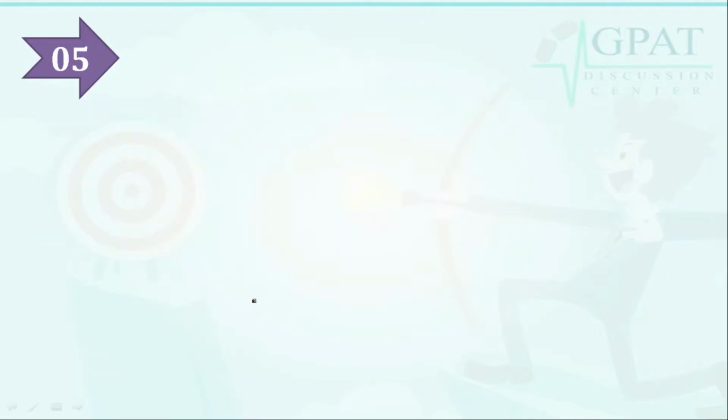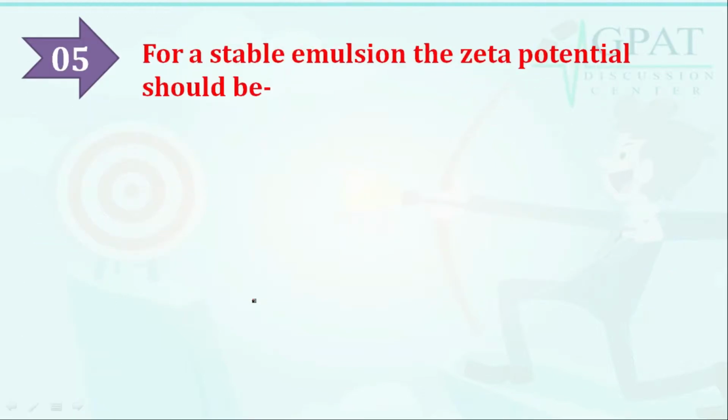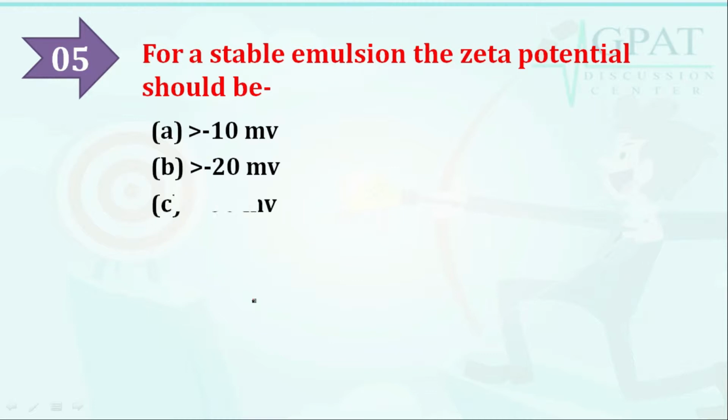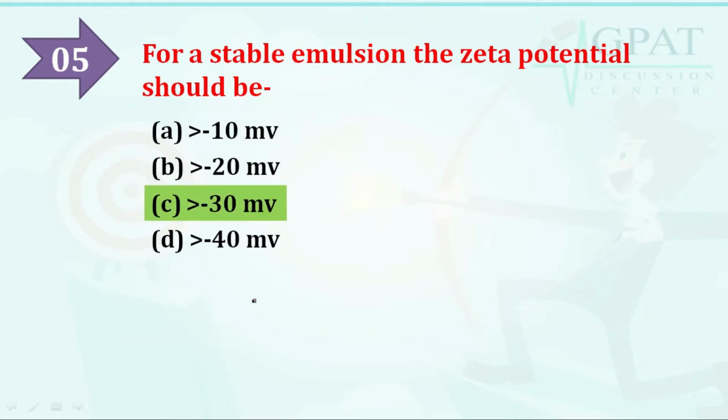So moving on to the next question, for a stable emulsion, the zeta potential should be, option A is minus 10 mV, option B is greater than minus 20 mV, option C is greater than minus 30 mV, option D is greater than minus 40 mV. So for a stable emulsion, the zeta potential should be, the correct answer is minus 30 mV. So for a stable suspension, the zeta potential should be greater than minus 30 mV.